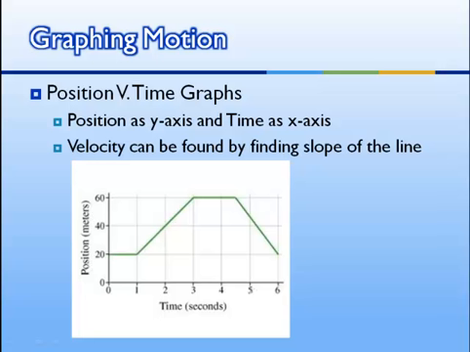The second type of graph we're going to look at is a position versus time graph. Position versus time graphs graph the position of an object along the y-axis and the time along the x-axis. You can quickly identify where an object is at a given amount of time. At 3 seconds, for instance, this particular object was 60 meters away, and at 6 seconds, it was only 20 meters away. You can also quickly calculate the velocity of an object by measuring the change in position versus the change in time.